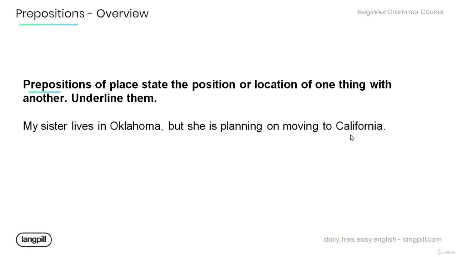Now, let's review the use of prepositions and practice a bit. Remember that prepositions of place state the position or location of one thing with another. Read the following sentence and underline them. My sister lives in Oklahoma, but she is planning on moving to California. In.